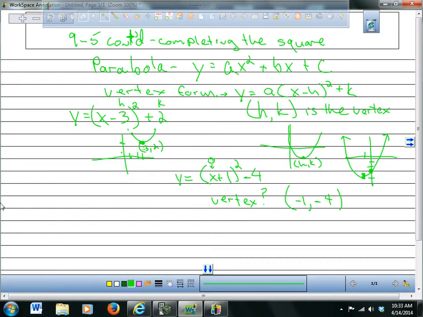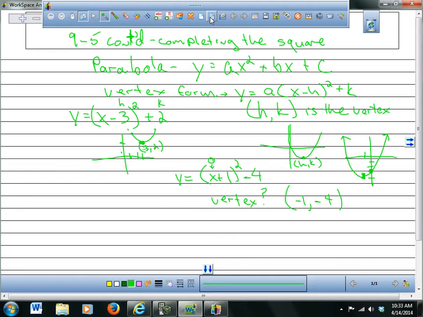But now we're going to use completing the square to put a parabola into vertex form. And it's not as bad as you might think. It's worse. No, I'm just kidding.